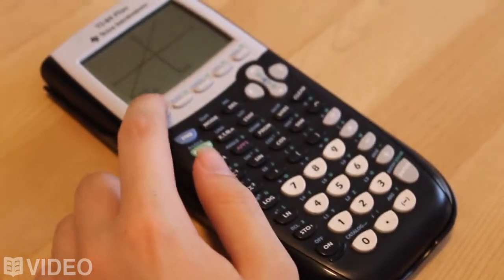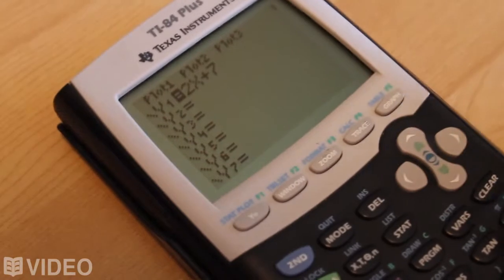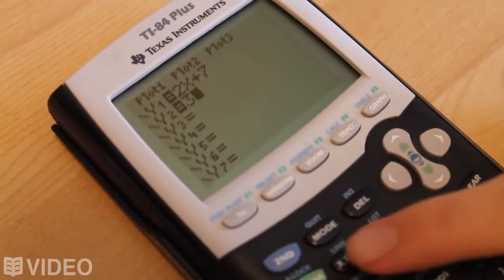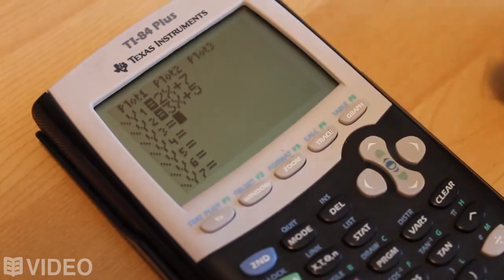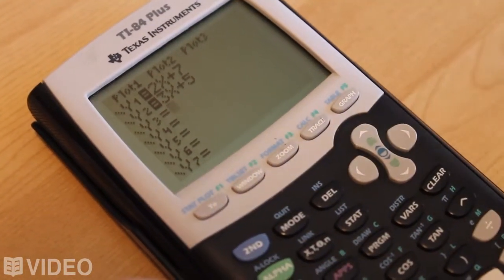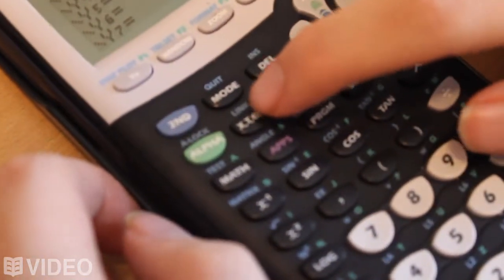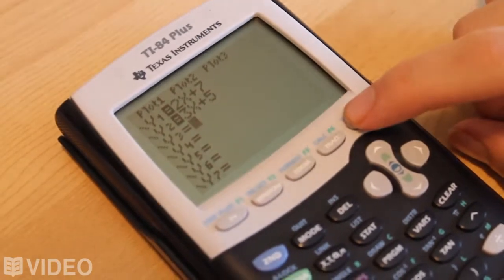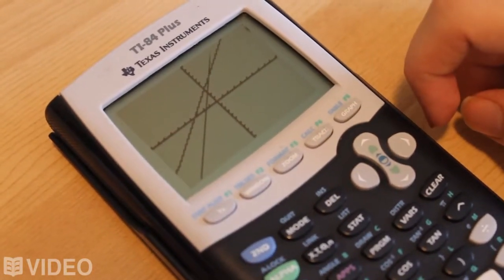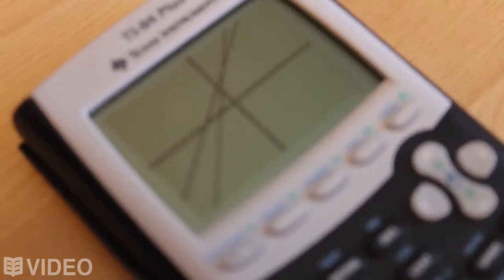Let's try something else, shall we? Let's go back to the y equals menu. Now let's try graphing 3x plus 5. So we just type them in. Of course, the X key, in case you don't know where it is, is just this little one here when you're typing it in. But we're going to hit the graph button now. And there we have it. We have two lines, and look, they're intersecting.